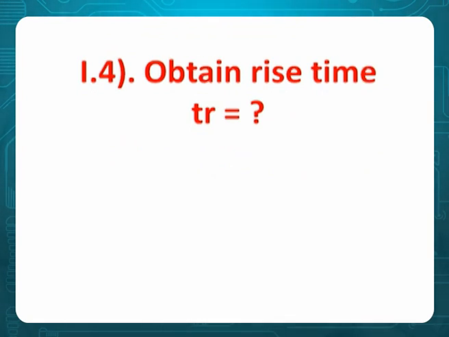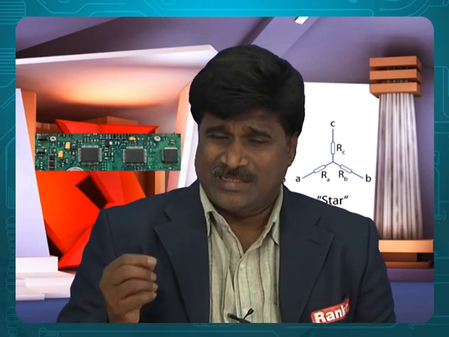Question number 4. Obtain rise time. What is the rise time? Rise time is defined as the time taken to go from 10% to 90% of the maximum value. The time between 10% and 90% is called the rise time. But in some cases, people say 0 to 100%. Actually, both are right. 10 to 90% is for damping factor not less than 1. 0 to 100% is when damping factor is less than 1, that means for under-damped systems. But otherwise, generally 10 to 90%.